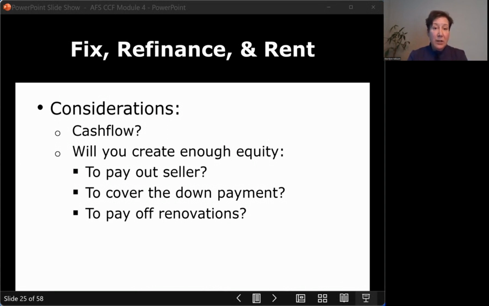You may be doing a fix, refinance, rent, and then bring in a joint venture partner to put the money back in your bank account so you can do more projects.